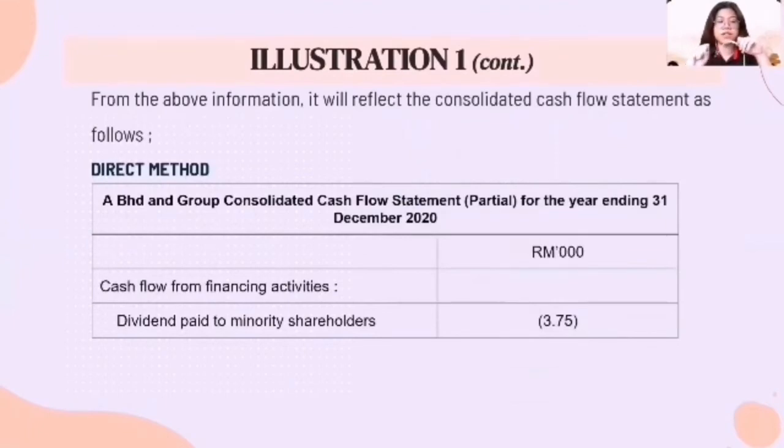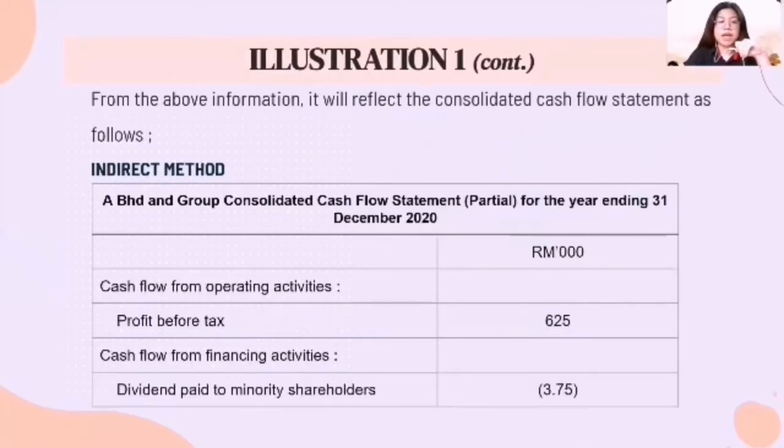The first method is the direct method. How do we do this direct method? Under the cash flow from financing activities, we should put the dividend paid to minority shareholders, and the amount is 3.75. How do we get this 3.75? By calculating 30%, which is the percentage of the non-controlling interest, multiplied by 12.5. The 12.5 is the total dividend, which can be obtained from the statement of changes in equity for B Berhad. So this is how we answer if we use the direct method.